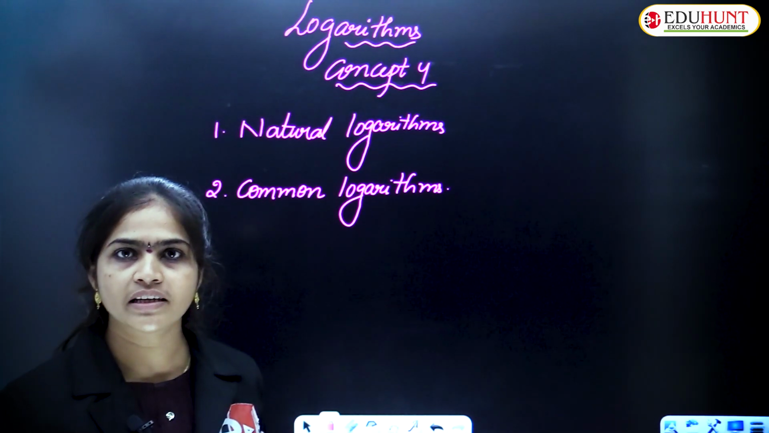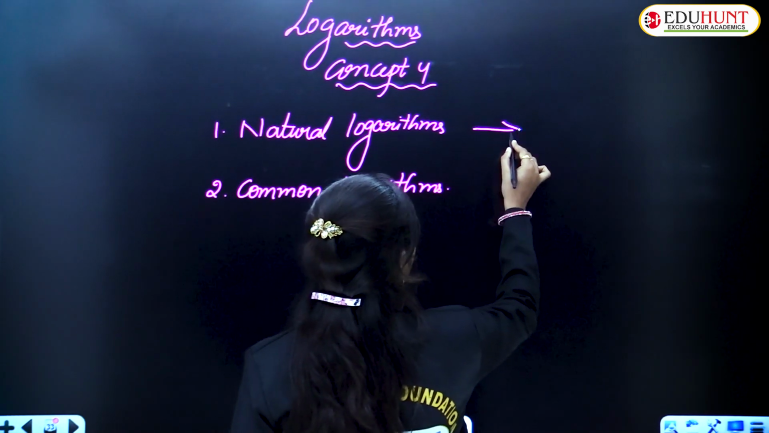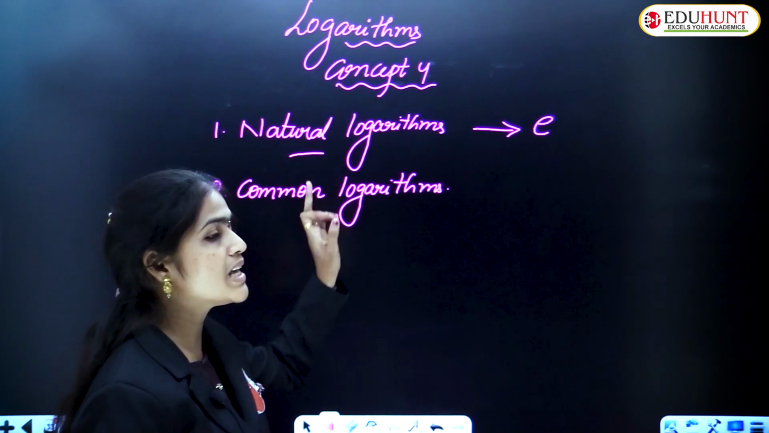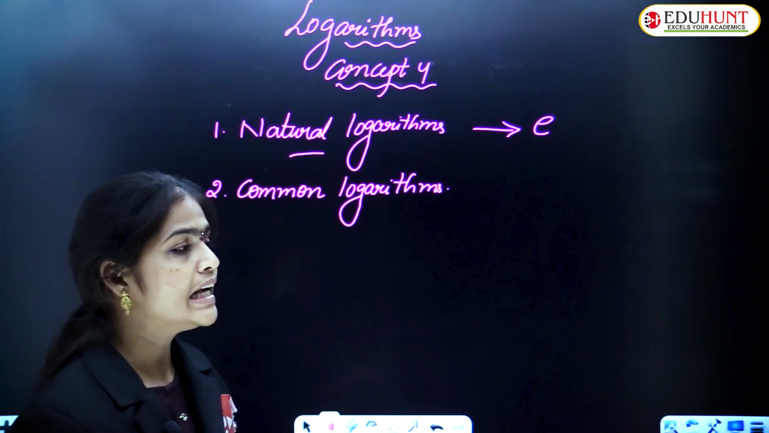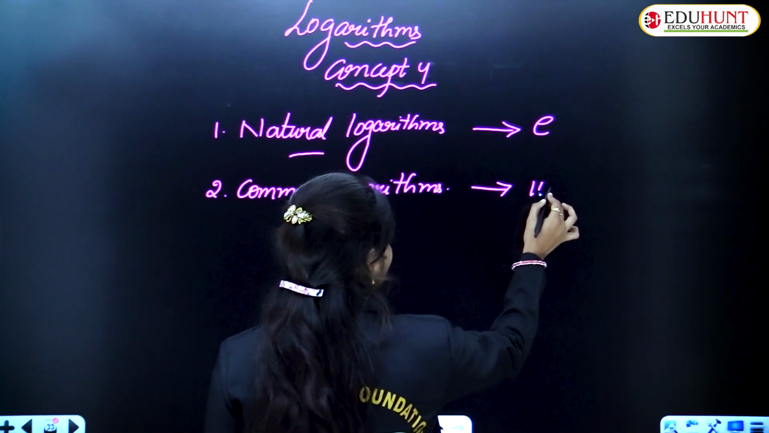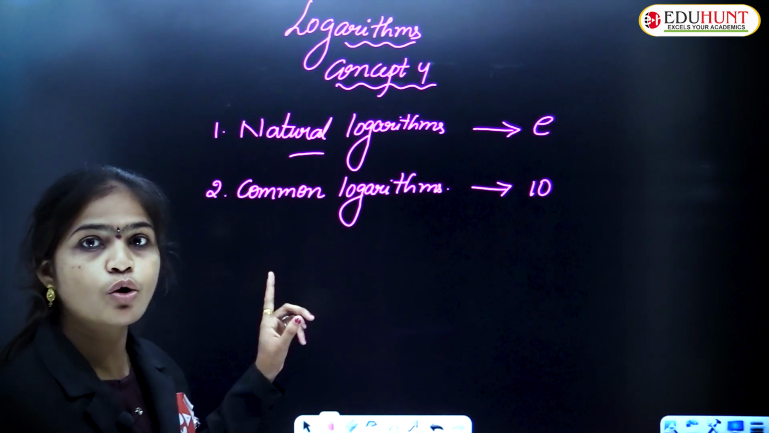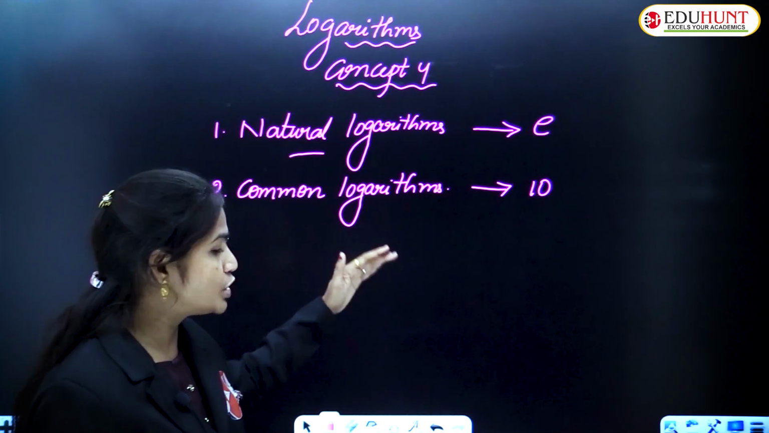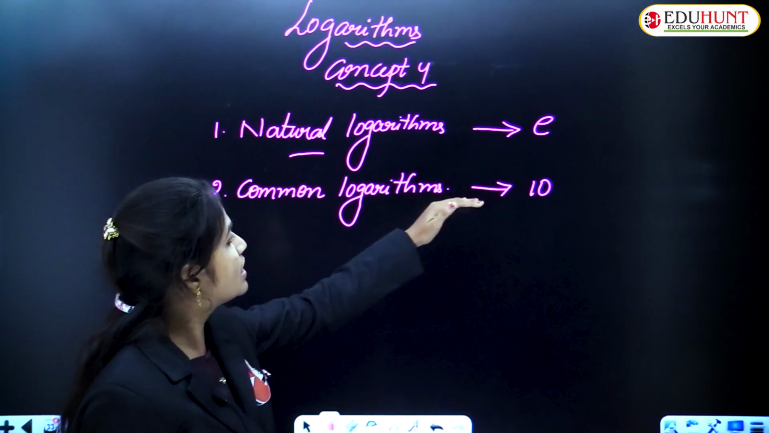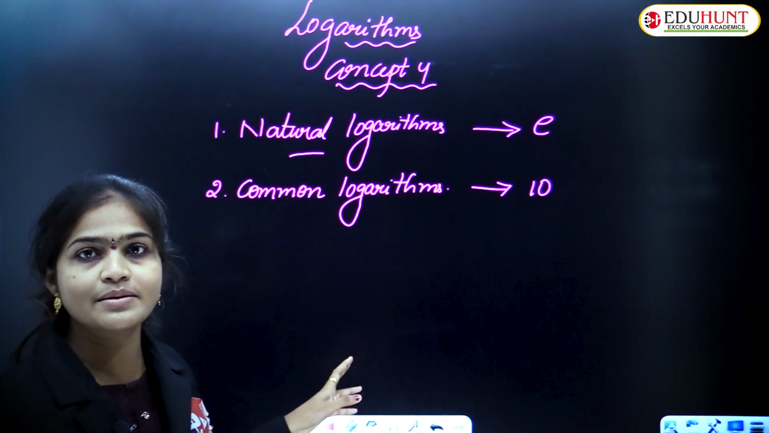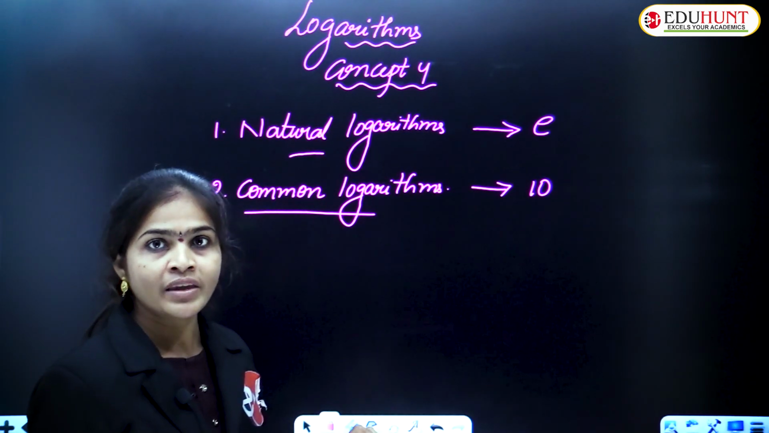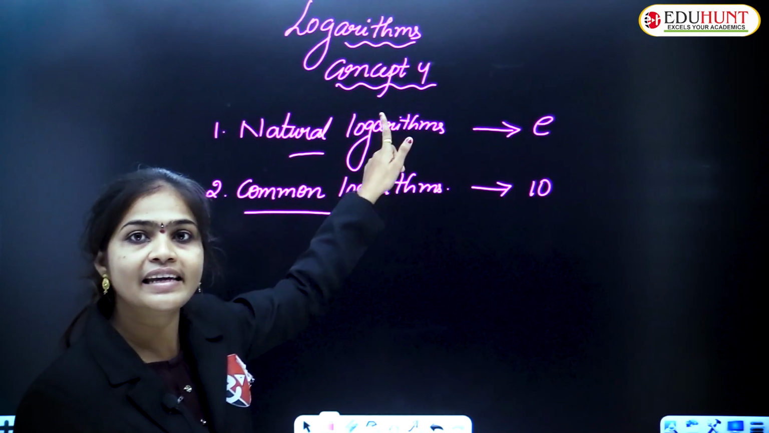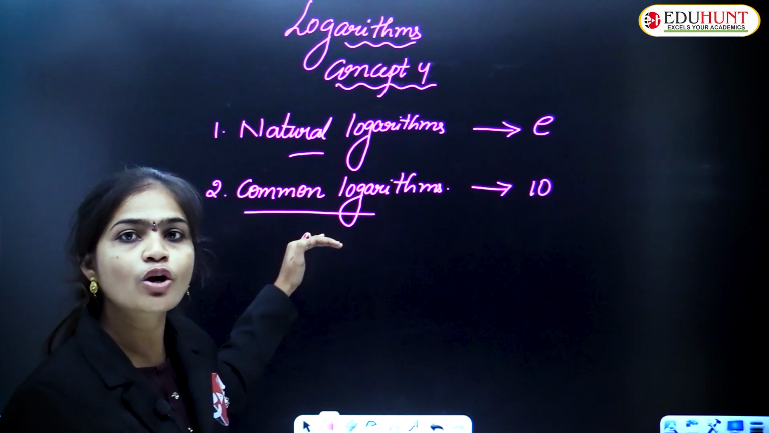So what about the natural logarithm? Here the base of the logarithm is e. If the base of the logarithm is e, then we call those logarithms natural logarithms. If the base of the logarithm is 10, then we call those logarithms common logarithms. Already we derived some logarithm questions, no? In those we used base 10, so all those logarithms are known as common logarithms. If base e is there, then it is a natural logarithm. Base 10 means common logarithm.